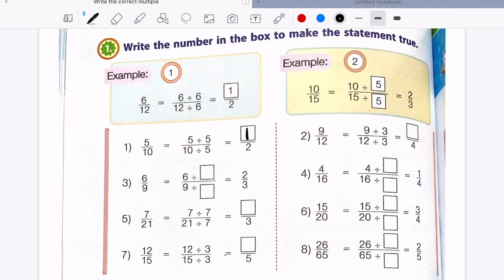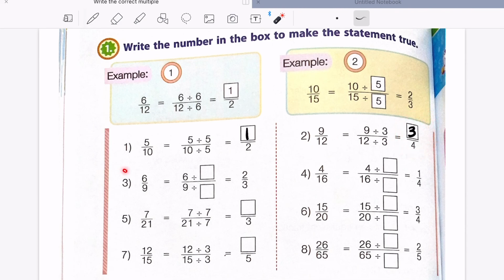Okay, let's look at number 2. 9/12. And we see 12 divided by 3 equals 4. 9 divided by 3 is what? 9 divided by 3 is 3. So 9/12 is equal to 3/4.